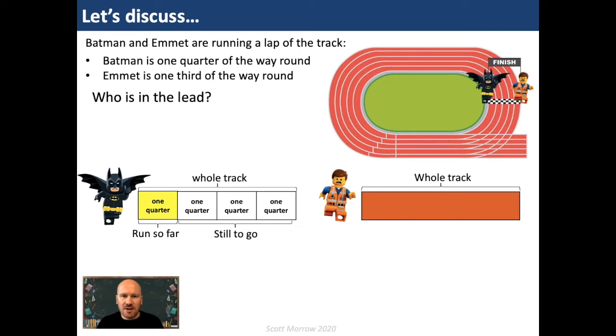Let's look at how Emmett's done. He's run 1/3 of the track, which means we're going to split that bar into 3 equal parts to make thirds. He's run one of those thirds and he's still got 2 of the thirds to go.